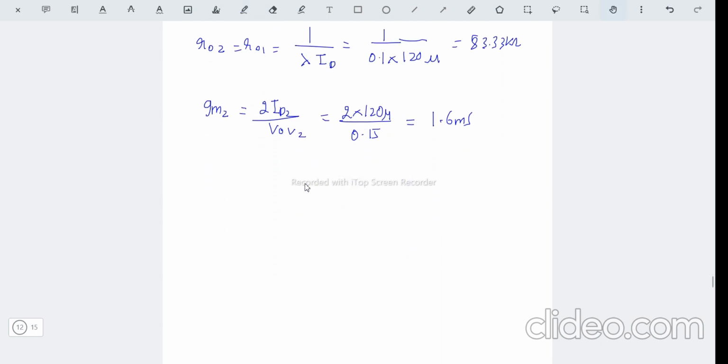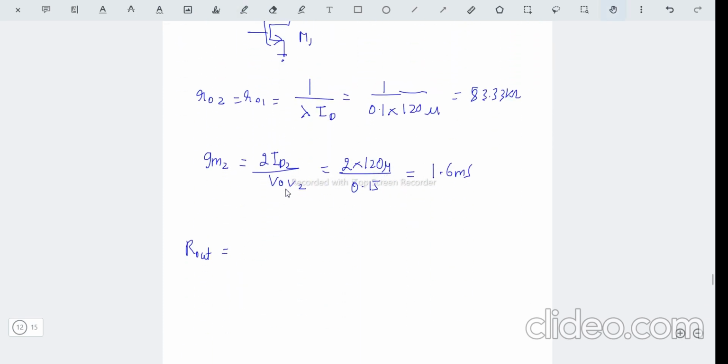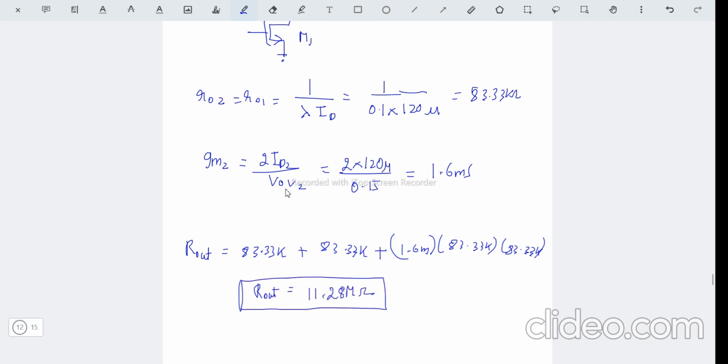Now we substitute these in the equation for Rout: 83.33k plus 83.33k plus 1.6 milli times 83.33k times 83.33k. When evaluated, the Rout value is 11.28 mega ohm. This is what was asked in the question: the output impedance of the high swing current mirror. So that's it guys. Thank you.